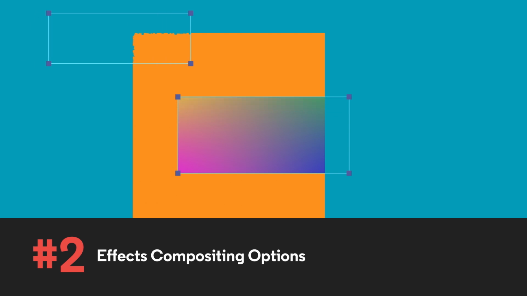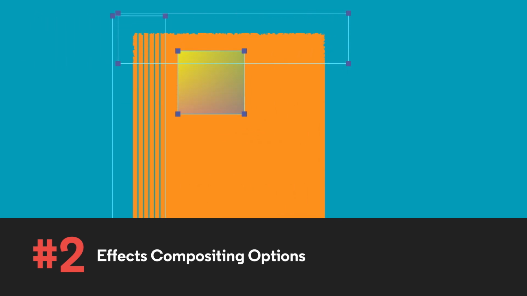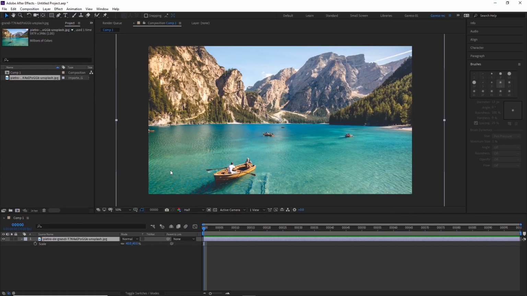Number 2 on the list is Effects Compositing Options. This feature allows you to use masks to control the areas affected by any effect. This basically saves you the hassle of creating lots of adjustment layers or pre-comps to achieve the same result.